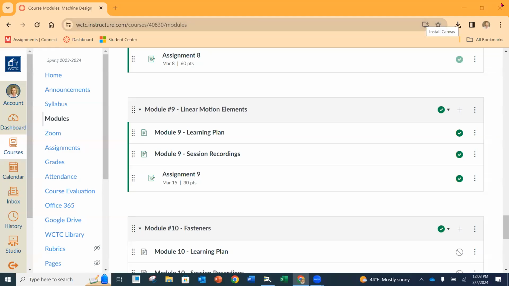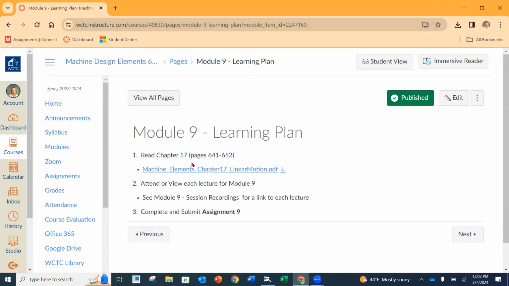Okay, we're going to get going and dive into module number 9, which is linear motion elements. In module number 9, in our learning plan, we're going to be looking at chapter 17 in our book, and I have a PowerPoint here that we're going to follow along with. Additionally, there are not going to be any practice problems. There's only going to be an assignment, okay? And I'll talk about that assignment when we come upon it in the book as we go along.